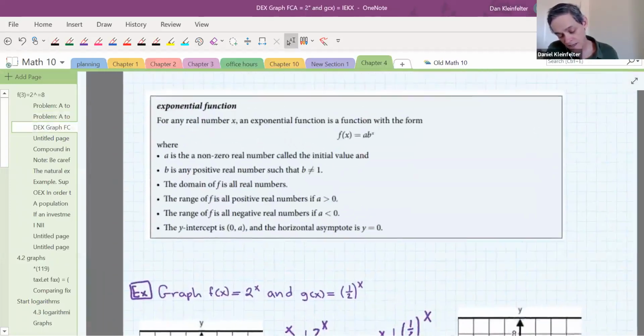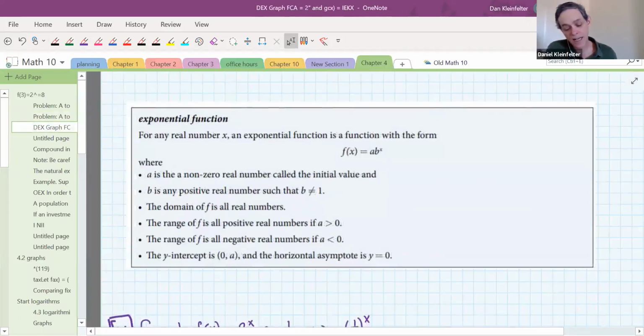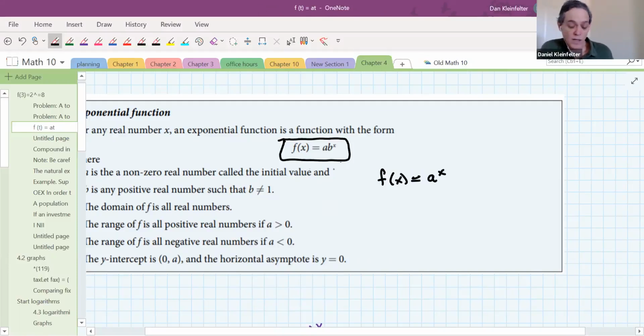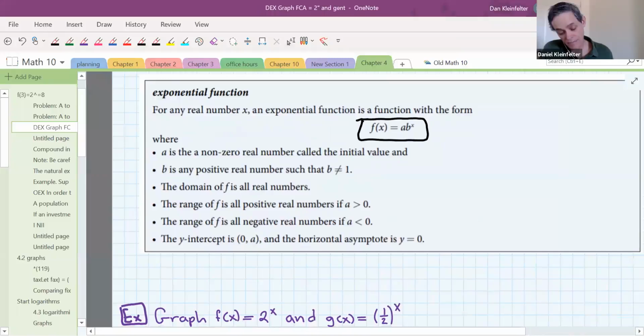The definition from our book looks like this. We're defining an exponential function for any real number x, so the domain will be all real numbers. An exponential function is a function of this form: f of x equals a b to the x. By the way, if you look in different books, you may see different formats. Other books I've seen define this as f of x is a to the x, and they leave off that constant multiplier at the front. We're going to try to stick with the version that our book has, but in spirit they're the same.